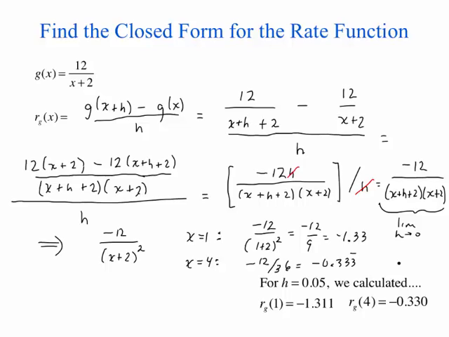So here's the beauty of closed form. You just plug in x and it spits out the answer, right? You can avoid setting up the line and getting the approximate rate and making h small. You just plug in x, it spits out the rate. That's a closed form function. Okay, questions on that? Does it make sense?